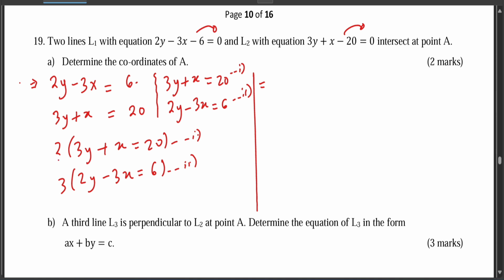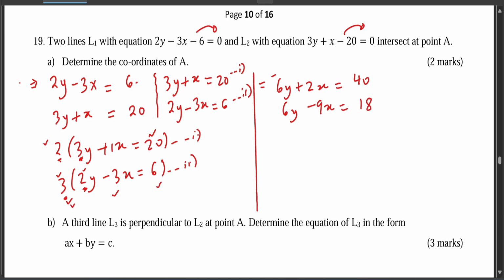So you must make them the same. Now this 2 which is here at the bottom I have put at the top, and this 3 which is at the top I have put at the bottom. So each number I'll multiply by that coefficient. For the first equation, 2 times 3y is 6y. Every number I will multiply by 2: 2 times 1 is 2x, and 2 times 20 is 40. 3 times 2y is 6y. 3 times negative 3x is negative 9x, equal to 3 times 6, which is 18.